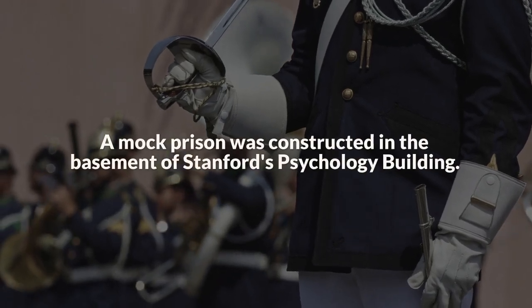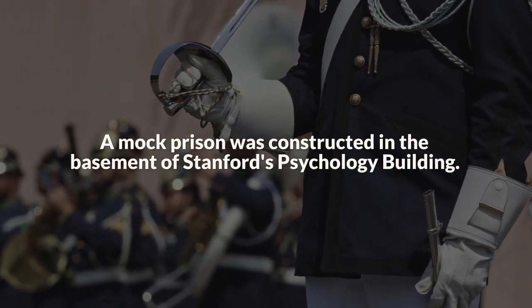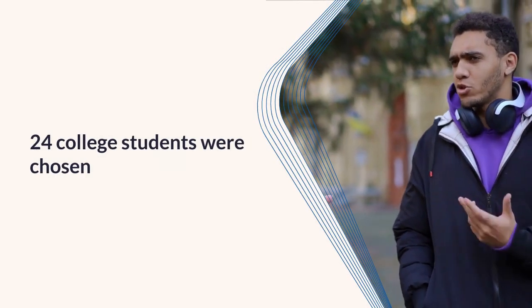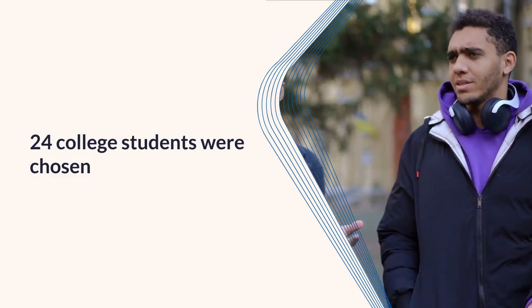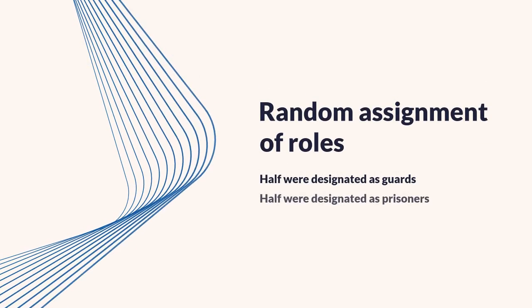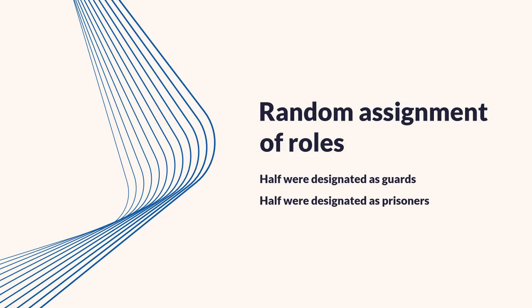The setup. A mock prison was constructed in the basement of Stanford's psychology building. 24 male college students were chosen after extensive psychological screenings to ensure they were normal and healthy. Random assignment of roles. Half were designated as guards and half as prisoners.